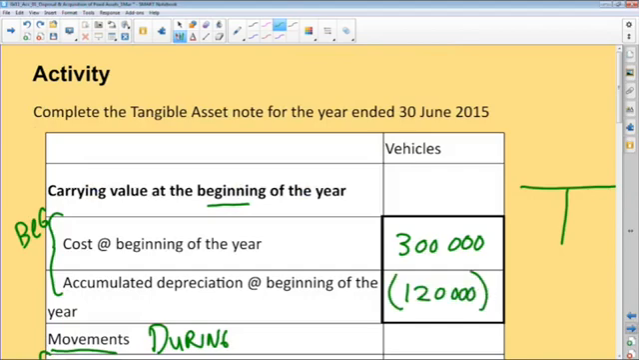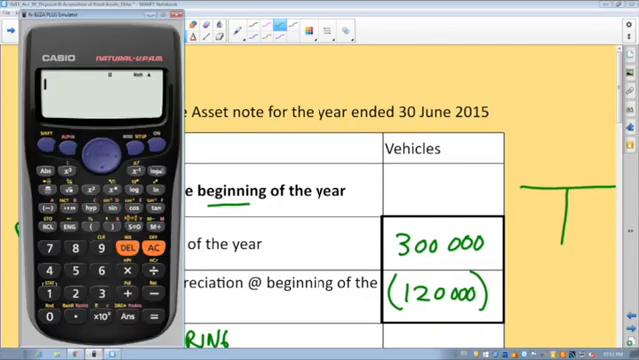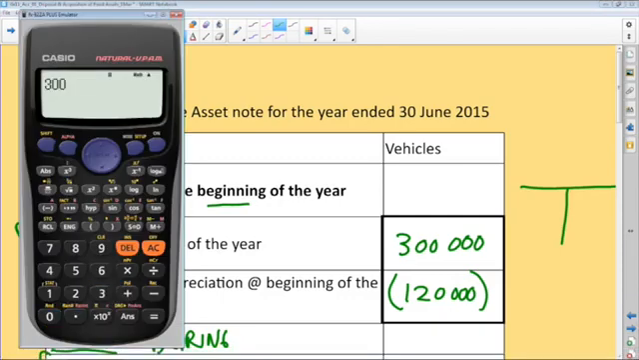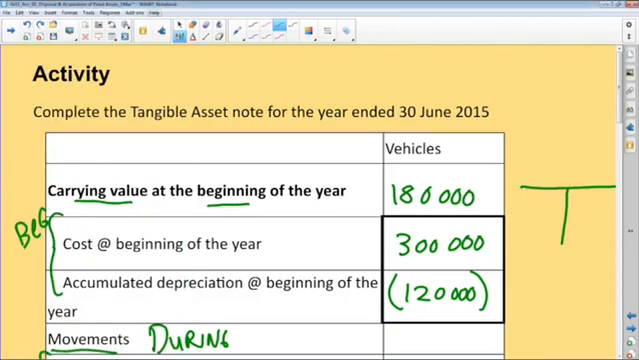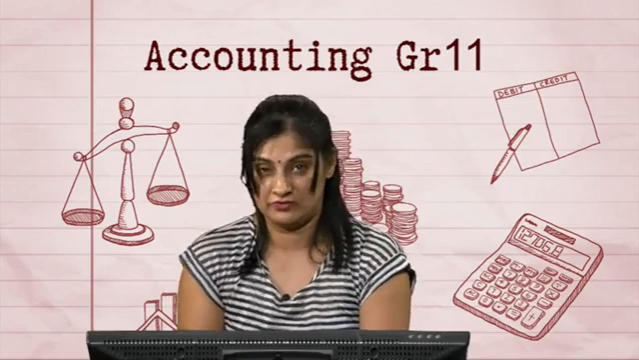Okay. Cost minus accumulated depreciation gives me my carrying value at the beginning of the year. So my carrying value, 300,000 minus 120. I'm just skipping the 3 zeros because it's not necessary. And that gives me 180,000. Okay. Right, guys, unfortunately, we don't have enough time to do the entire question, but I know you've got a brilliant teacher that's sitting with you and watching this lesson, and I'm sure he or she will be able to assist you with the rest of the question.